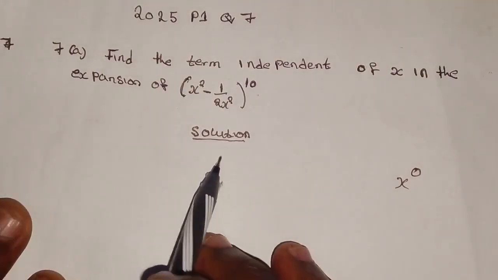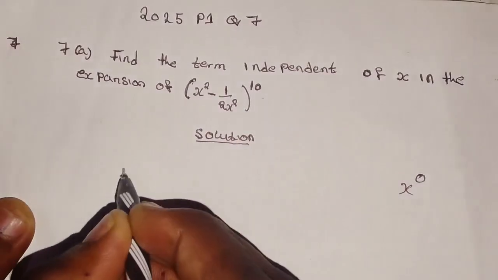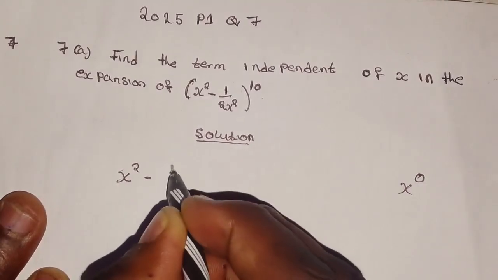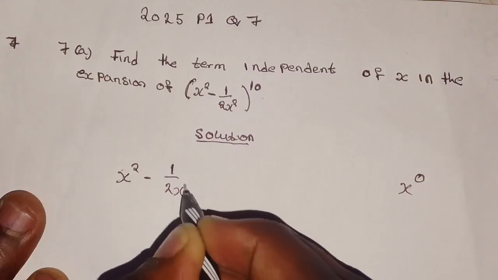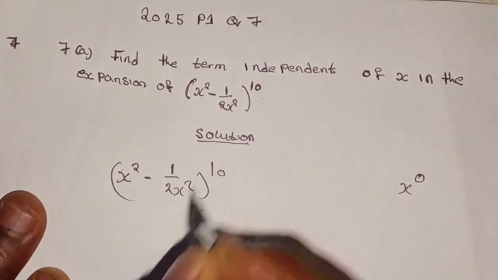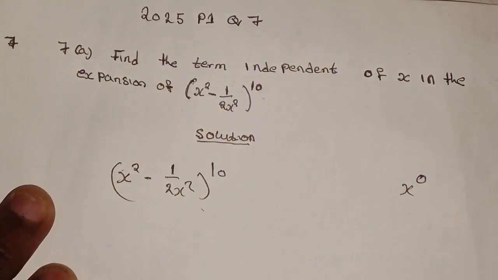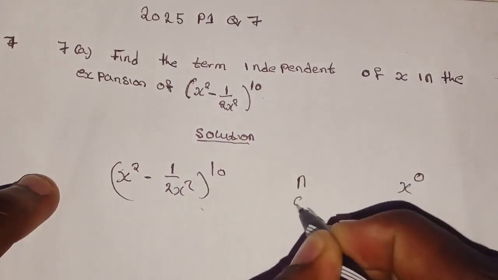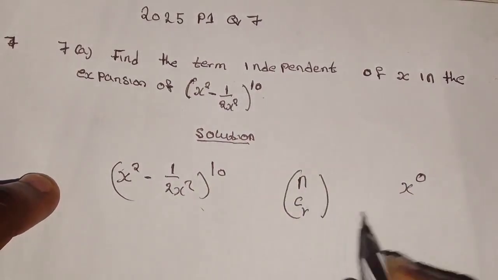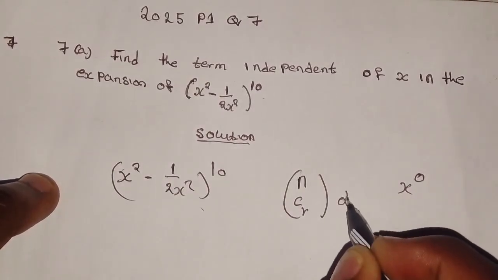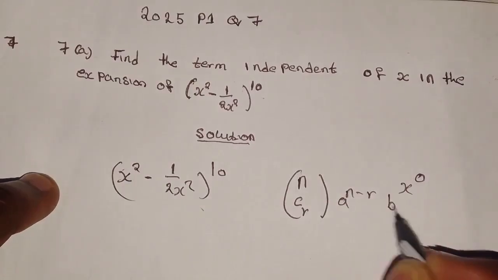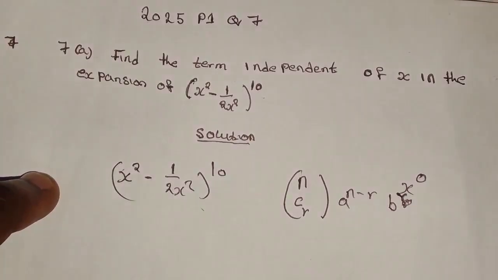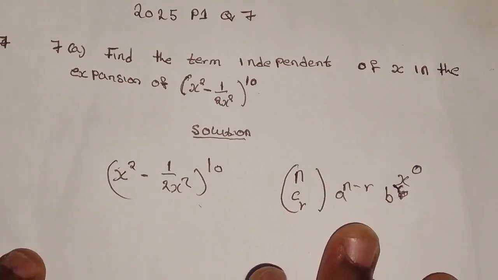So we have our solution here. We have this binomial expression, which is x squared minus 1 over 2x squared to the power 10. For us to find the term independent of x, we need to use this formula: n choose r multiplied by a to the power n minus r multiplied by b to the power r. I believe this is familiar to us.